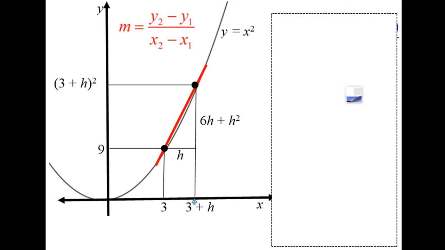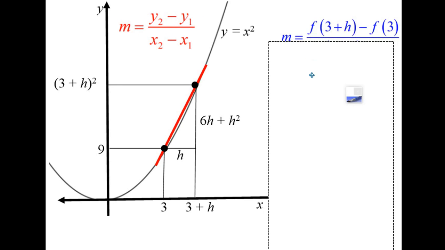If we wanted to find the y value up here, all we'd do is take 3 plus h and put it into the equation, so it becomes 3 plus h squared. If we were finding gradients, we'd just subtract the two y values, 3 plus h squared minus 9, which would give us the change in y. Why is it 6h plus h squared? I'll tell you in a second. But 3 plus h minus 3 gives you h. That should make sense. Now, all we're going to do is look for a new way of writing the gradient.